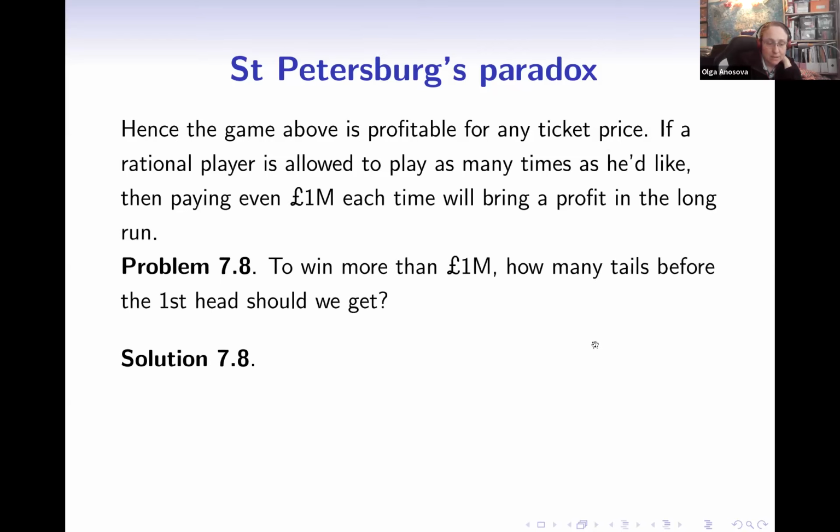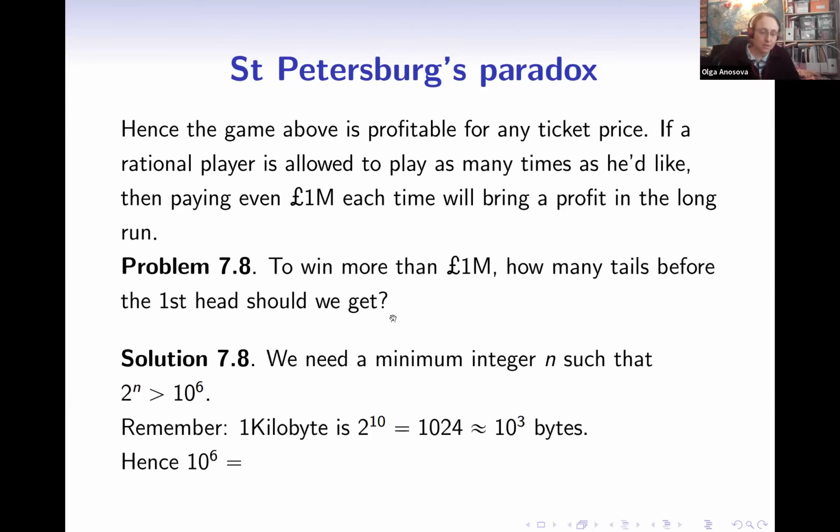How many tails before the first heads should we get to win indeed more than 1 million? And let's try to compute. We need to find the minimum integer such that 2 to the power of this integer will be larger than 1 million. And 1 million, let me remind you, is 10 to the power of 6. And here is a hint for all of us. If you remember that the kilobyte, which is approximately 1,000, or 10 to the power of 3, is 2 to the power of 10.